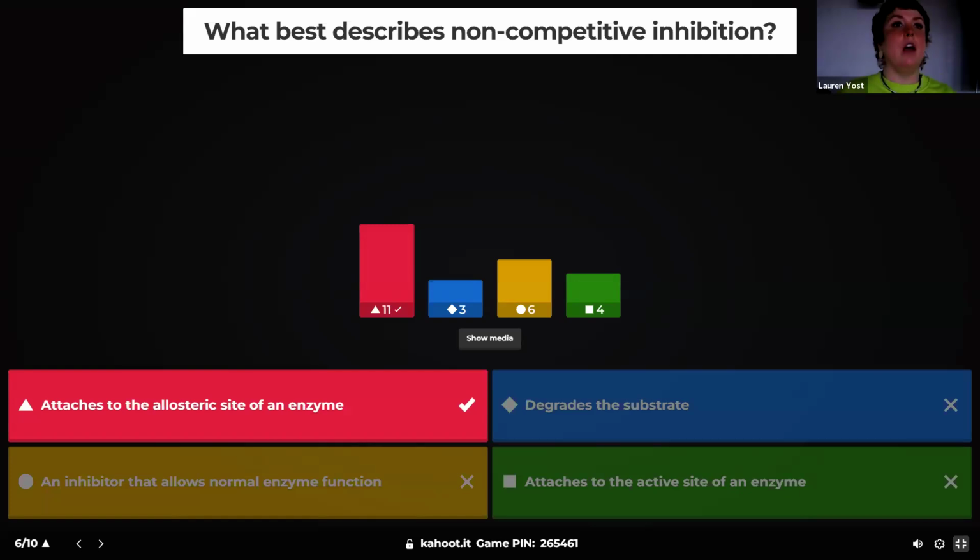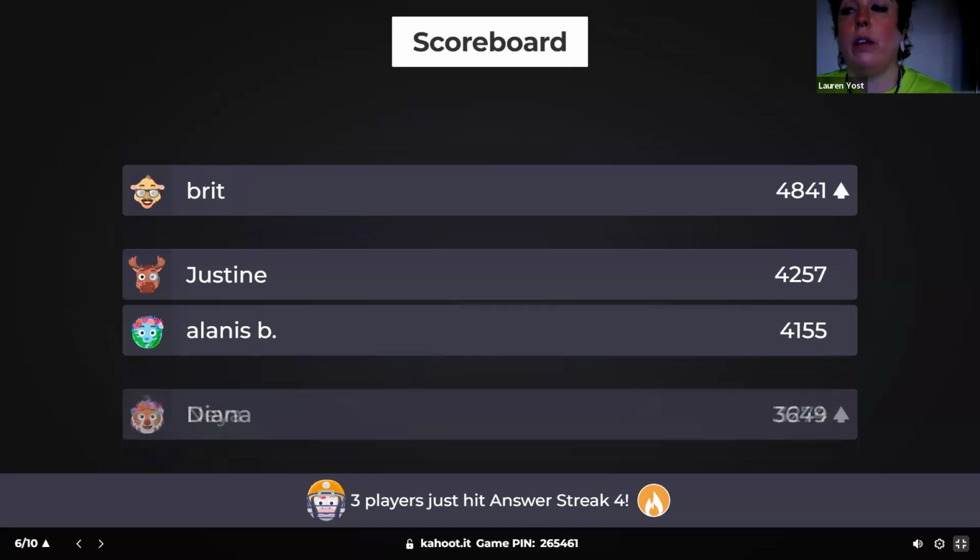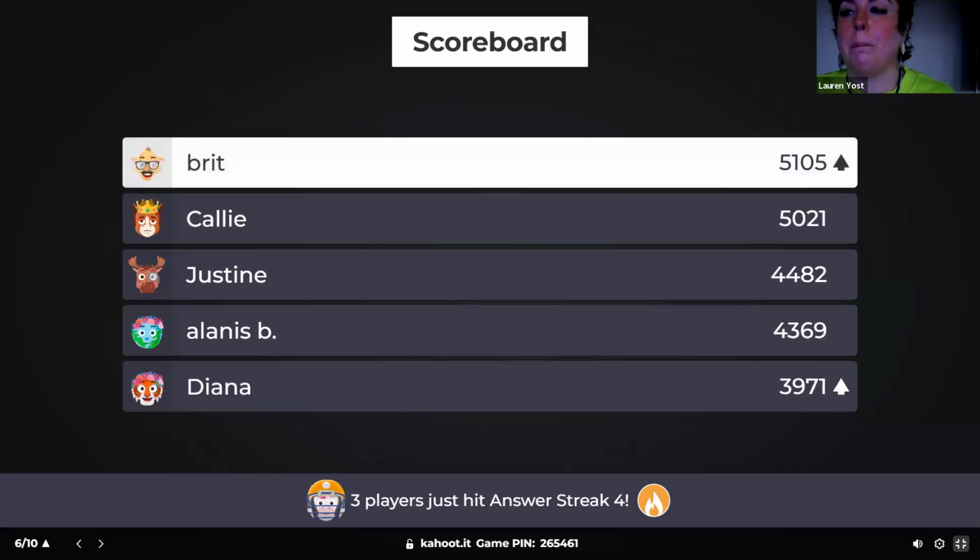If it's non-competitive, then an inhibitor binds somewhere else, not the active site. There are two words for the site where it would bind, and they mean the same thing: allosteric site or regulatory site. So that inhibitor binds not at the active site, but at the allosteric or regulatory site. And that's where non-competitive inhibition comes into play. So it's not competing with the substrate for the active site.